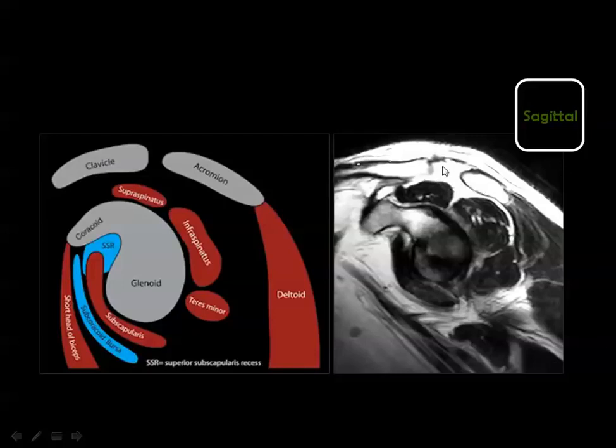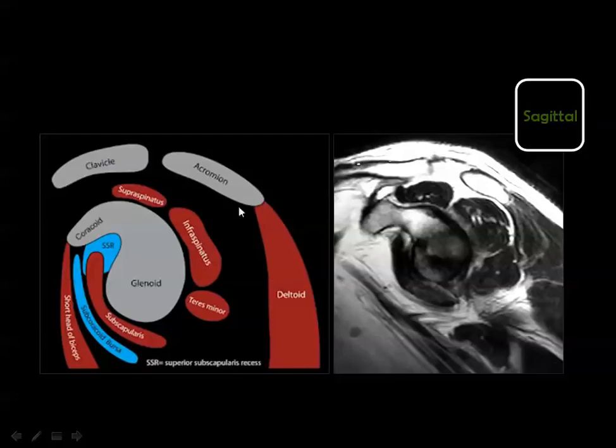The acromioclavicular joint is a landmark for the supraspinatus muscle, and the muscle which is immediately inferior to the acromioclavicular joint is the supraspinatus muscle. Then next to it, the infraspinatus, and the third one is the teres minor. Then supraspinatus, infraspinatus, teres minor, and this is the deltoid, of course. And here you can see the subscapularis, which is located anteriorly.